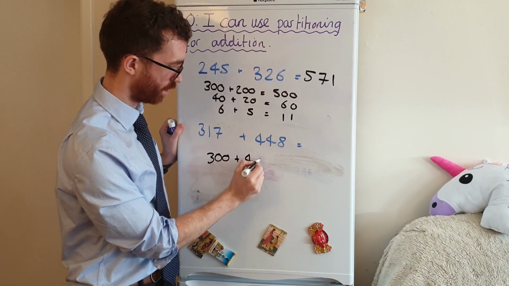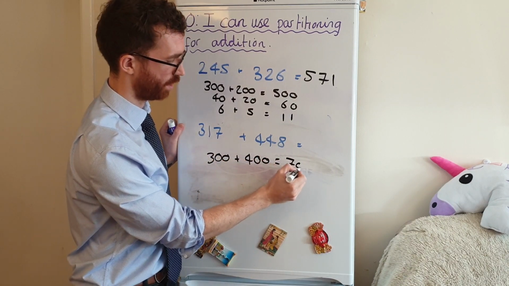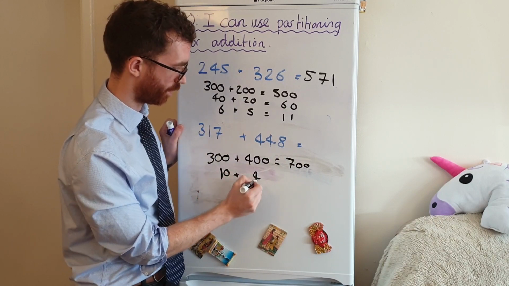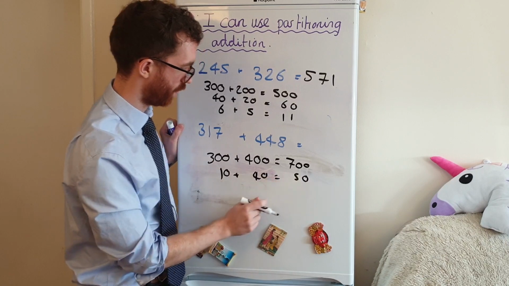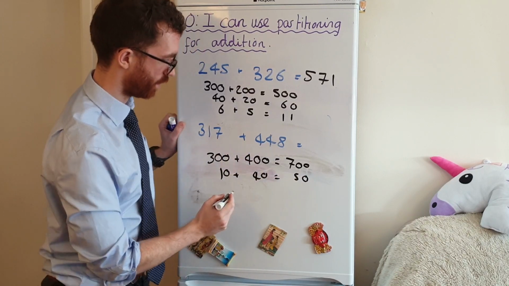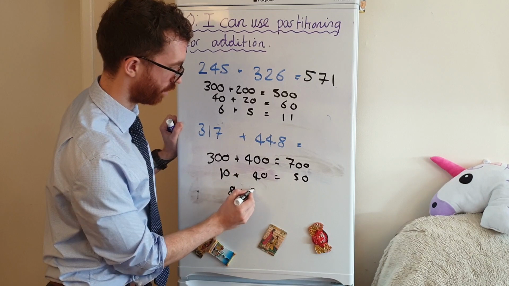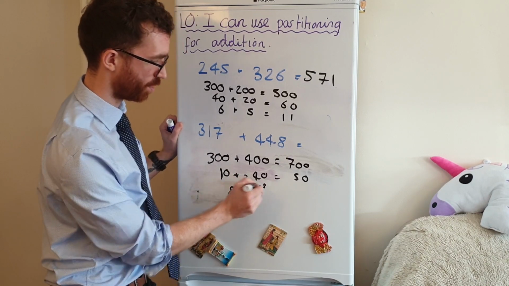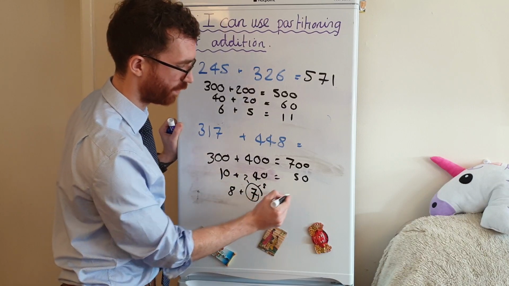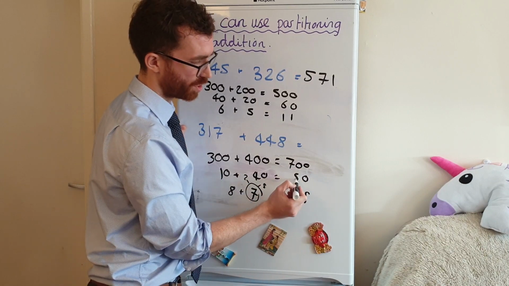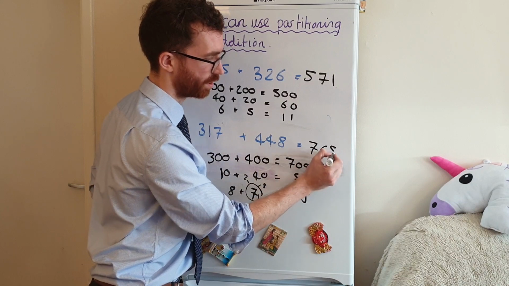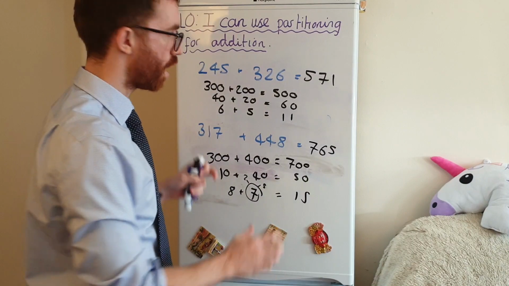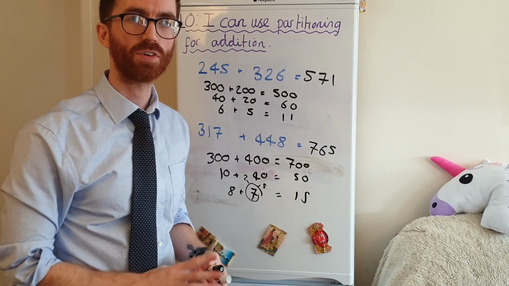Let's do this one. 300 plus 400 equals 700. Now we've got, oh, that's quite simple, isn't it? 10 plus 40 equals 50. And now we've got 8 and 7. Well, not to panic, okay, because I know my number bond for that is 2. So I can break that into 2 and 5. 8 add 2 is 10, add 5 is 15. Okay, 750, 765.